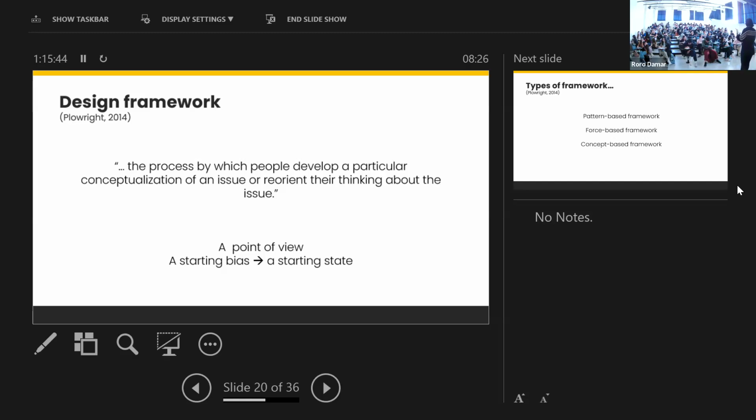For instance, with probably the same terms of reference, why do two different architects come up with two different designs? Because sometimes they start with a different starting bias. They start with a different framework. Design framework is the umbrella of how you design, which will lead to a specific approach, a specific method.